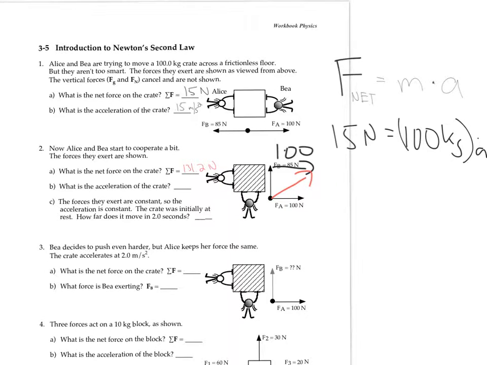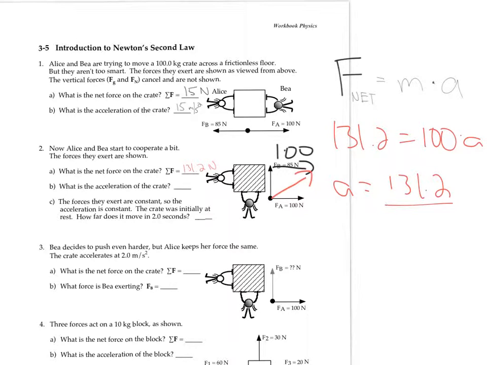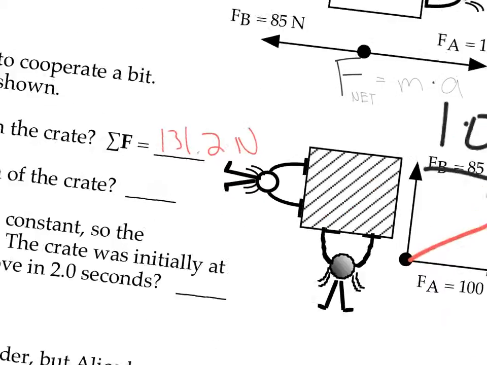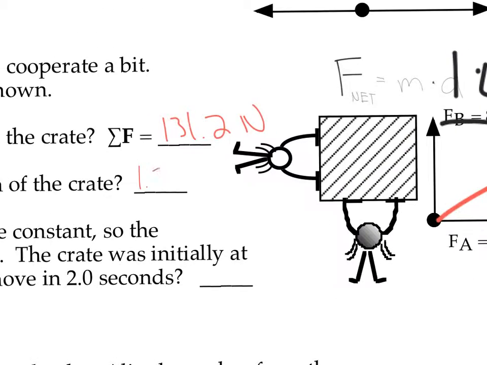What is the acceleration of the crate? Well, now we're going to take this number and apply it into Newton's second law. So I'm going to say 131.2, got to keep the 0.2 in there, equals the mass of the crate, which is 100, times acceleration. And now I can solve for my acceleration, which is going to be 131.2 newtons divided by 100 kilograms, and that gives me an acceleration of 1.312 meters per second squared.